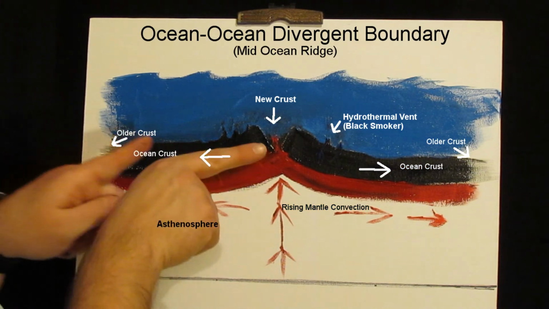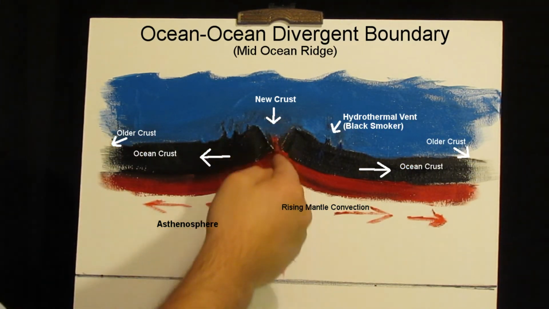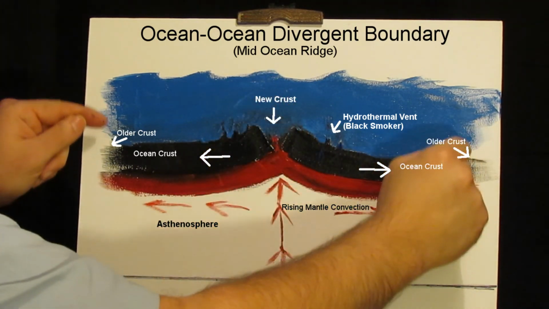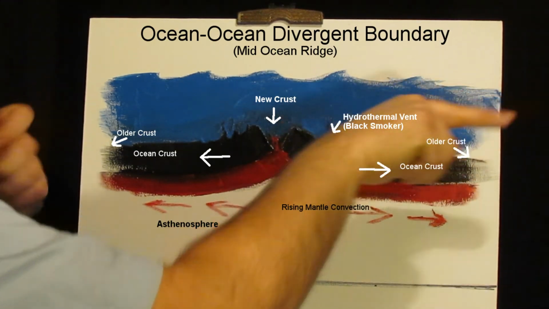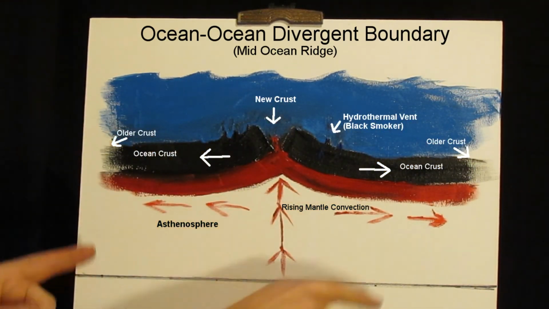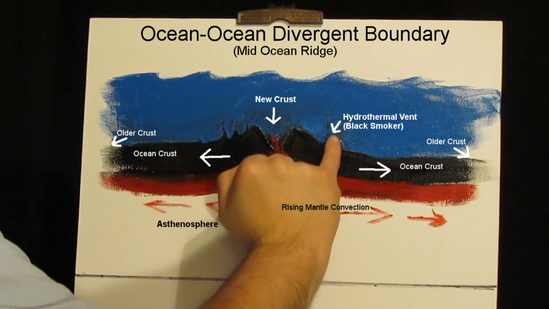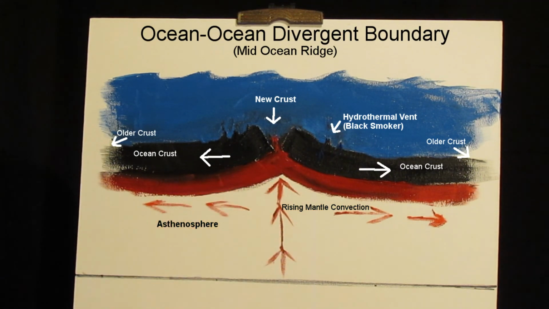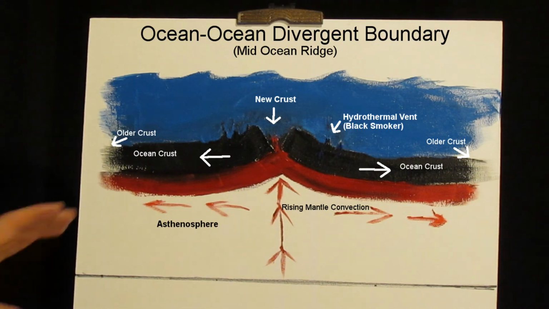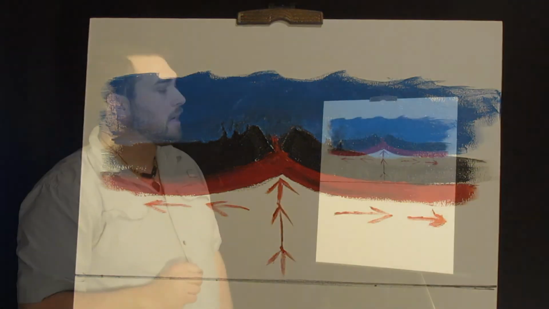Okay, and those plates are moving apart, diverging. At the center, I want you to label new crust. Okay, new crust. And then older crust with arrows moving apart towards that way and towards this way, towards the right and left. Older crust. Okay, and label these hydrothermal vents or black smokers. Okay, and that finishes our first diagram. Real simple, real straight to the point. Ocean and ocean, divergent boundary.